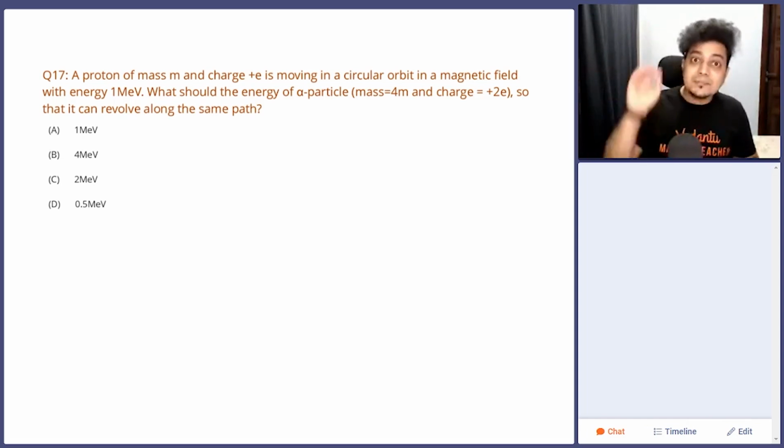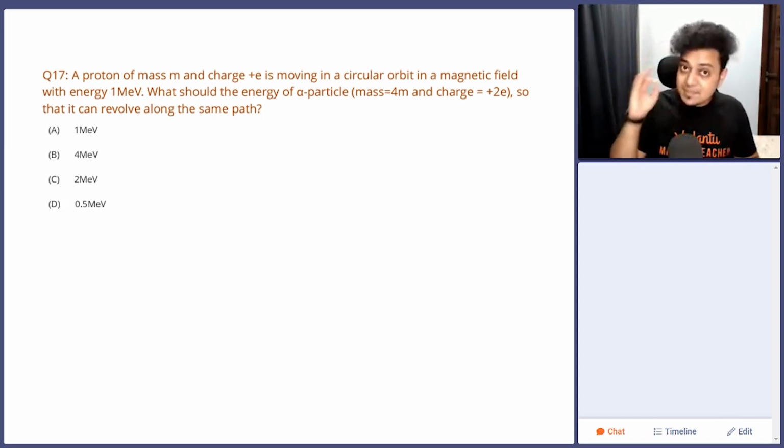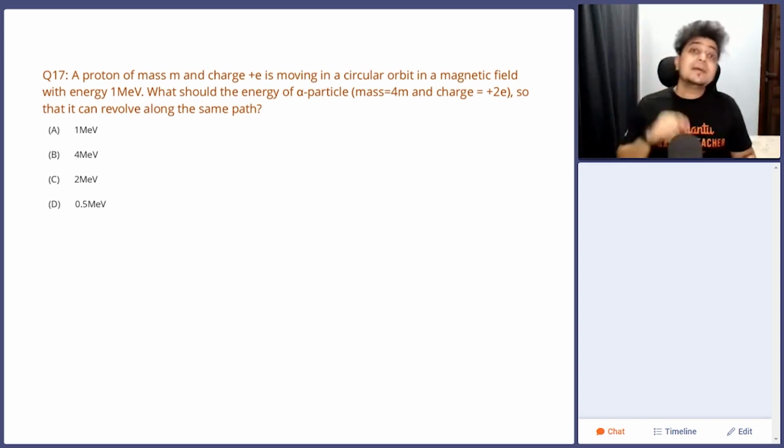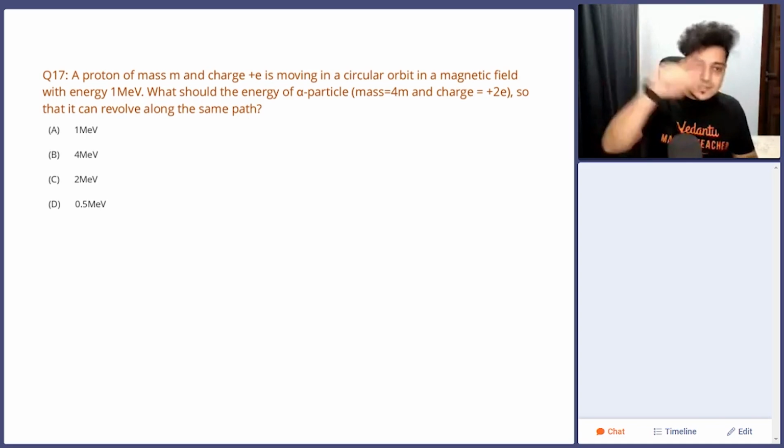So this is a question of magnetic effect of current, right? So when does a charged particle perform circular motion in a magnetic field? There's a main formula, F = q v⃗ × B⃗. If the angle between velocity and magnetic field is 90 degrees, then it performs circular motion.